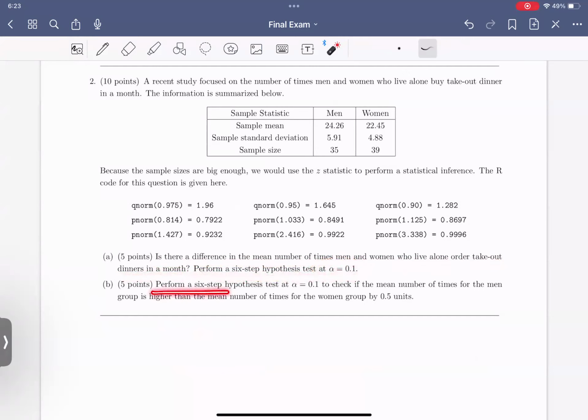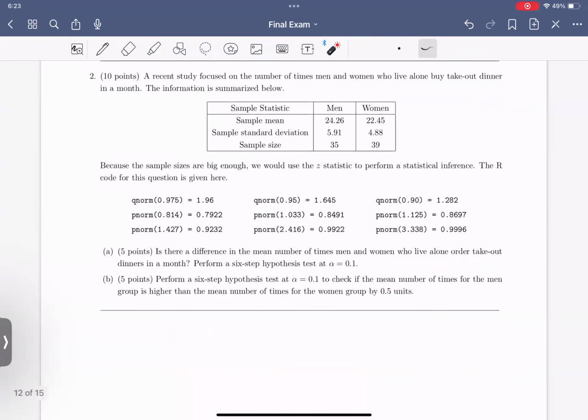Part 2, perform a six-step hypothesis test at the same alpha, but this time, the mean number of times of the men group is higher than the mean number of the women group by 0.5 units. So the difference between part A and part B is that for part B, the value that you want to test is 0.5, not just zero as in part A. So we're going to let men be group number one. We're going to let women be group number two.